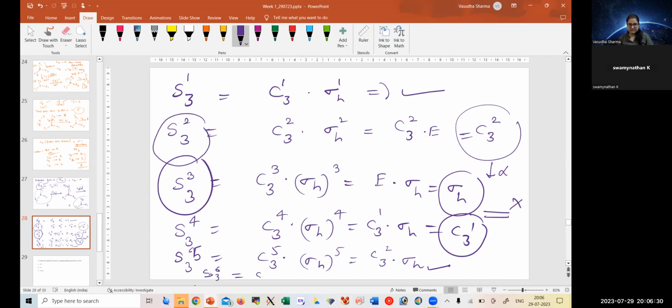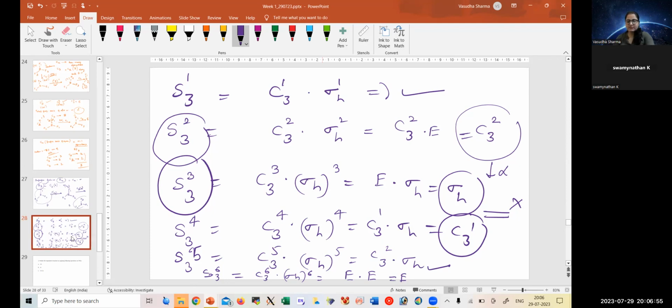And the last one would be S36, C36, sigma h to the 6. C36 is nothing but 2 times 360 we are doing. So it would become identity into identity. That would be identity. Now we have reached identity. That means the operations have stopped. More than identity, we don't have to go anywhere. So we started with S31. We ended up having S36.